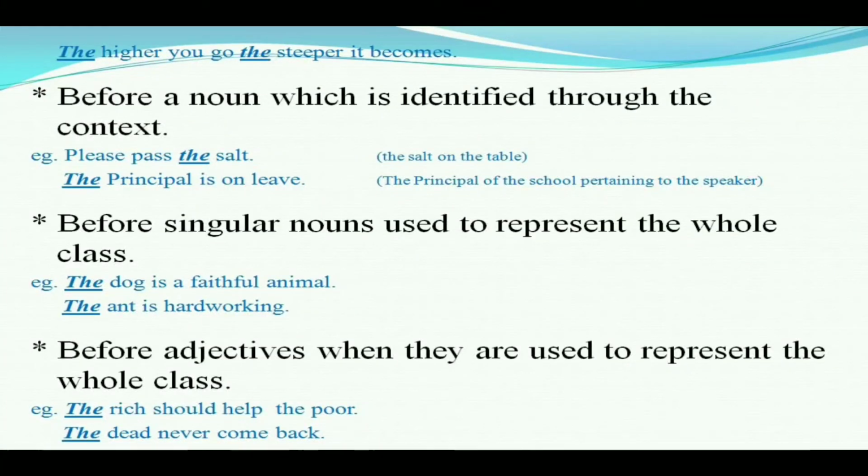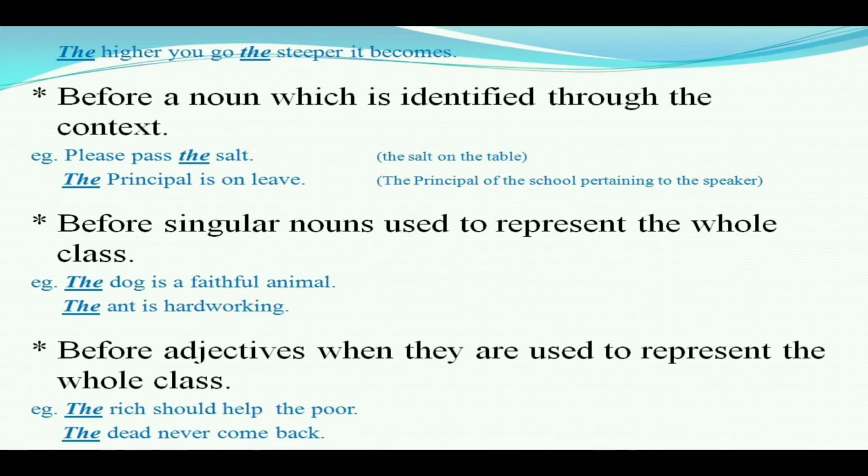Next point, before a noun which is identified through the context. For example, please pass the salt. It means I'm talking about the particular salt which is there on the table. Next, the principal is on leave. It means the principal of the school pertaining to the speaker.